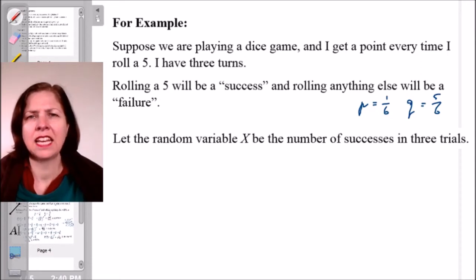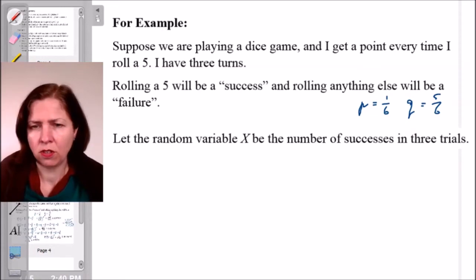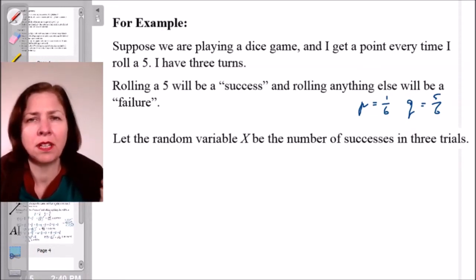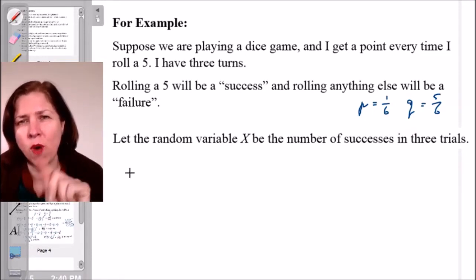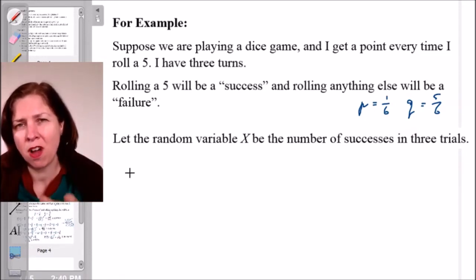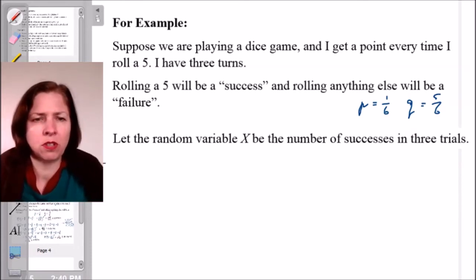So I'm saying let the random variable X be the number of successes in 3 trials. So that's what I'm counting, the number of successes out of 3 trials. So there are 4 things that can happen. I can have no successes and end up with no points. Out of 3 rolls, I could get 1 five, 2 fives, or 3 fives. So let's look at the probabilities of all those things.